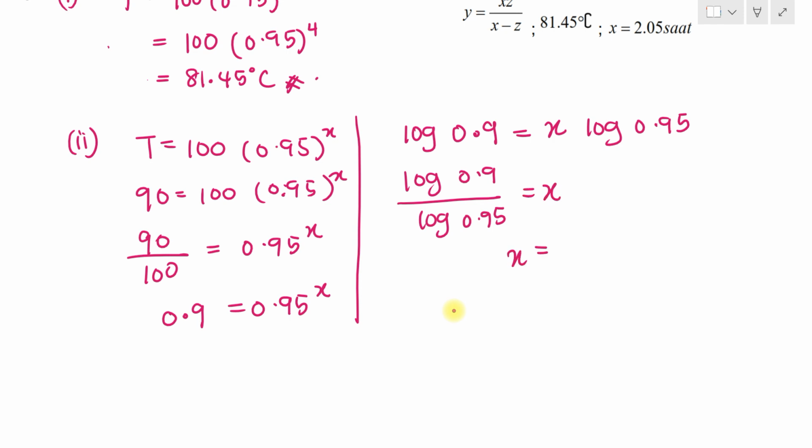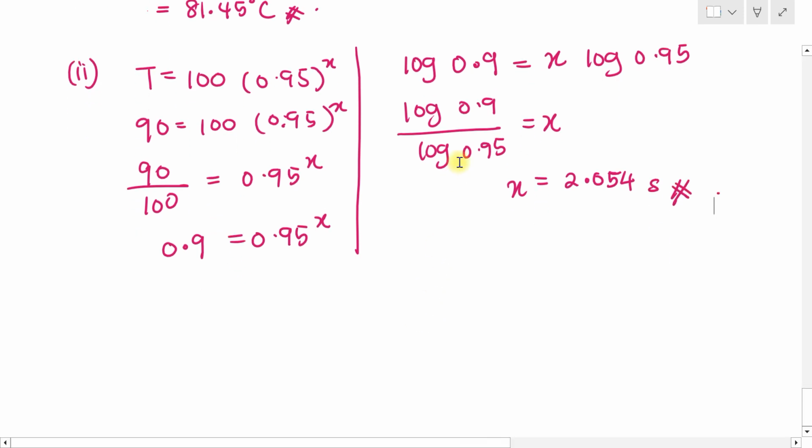X equal to 2.05 or 2.054 if you want to take 4 significant figures. That is 2.054 seconds.